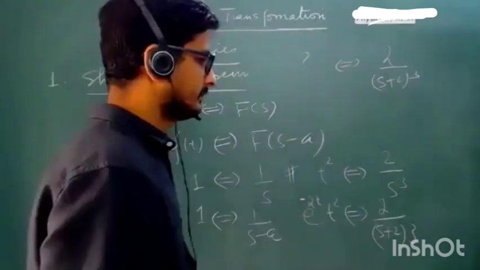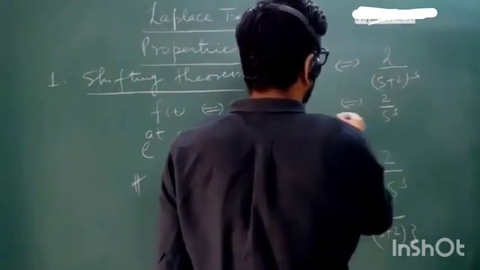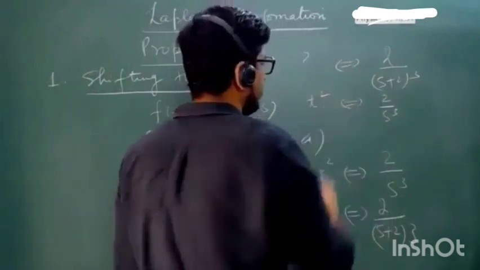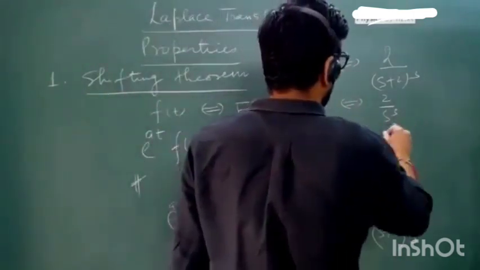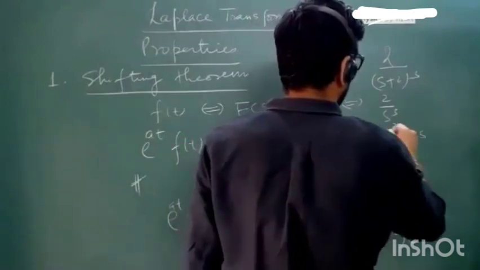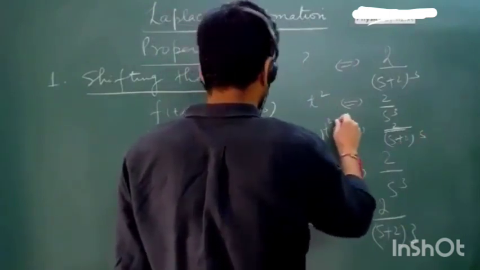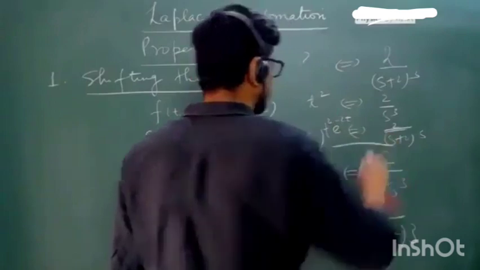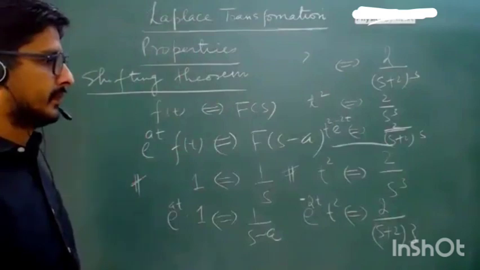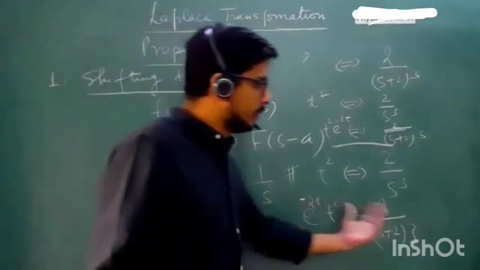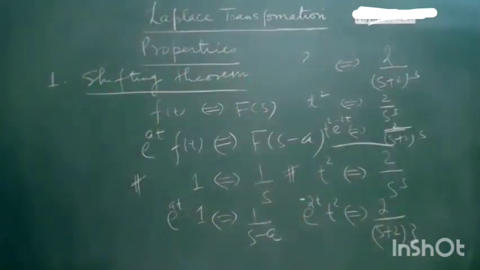Inverse Laplace. So as a first step, you will write what 2 by s cube is: t square. And then make the shifting, 2 by s plus 2 cube. Shifting has been done, so it will become t square e to the power minus 2t. I hope you are getting my point. So this is the way to look at Laplace and inverse Laplace. Both should be seen simultaneously, so every question will become 2 questions.